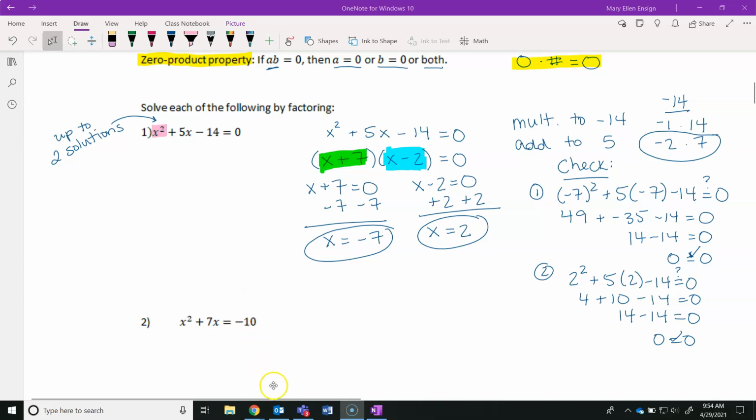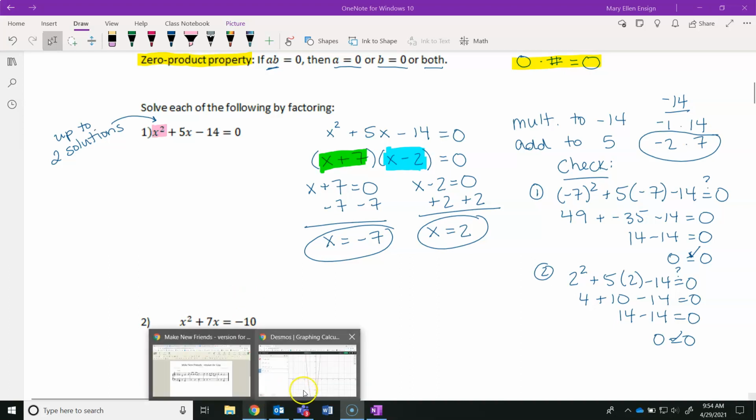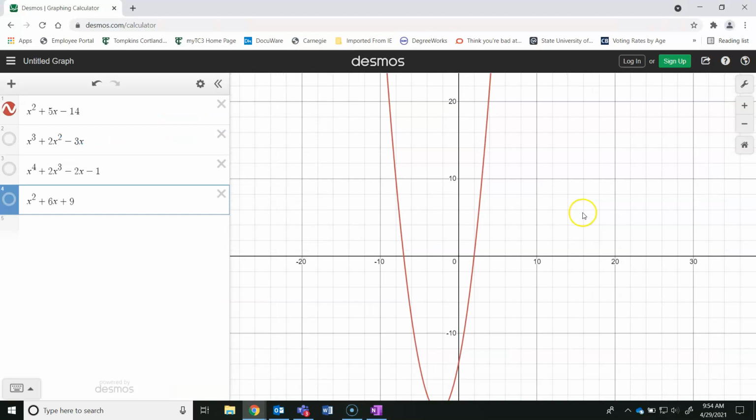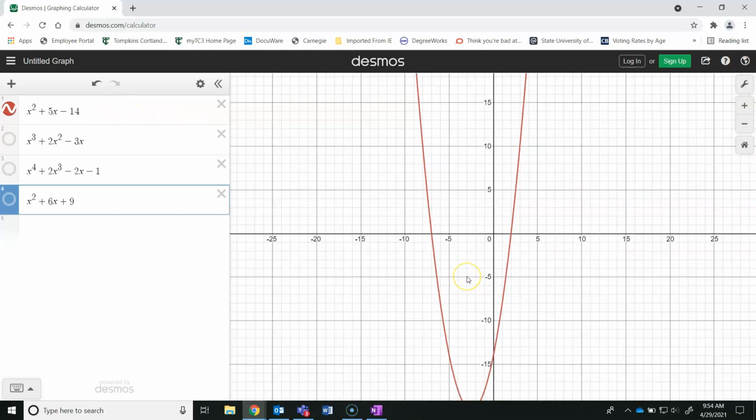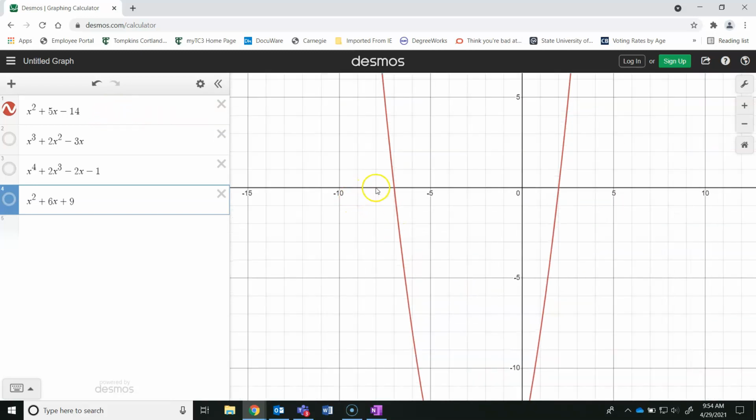So I wanted to show you what this looks like. So if I graph, this red graph right here is the graph that I get when I graph x squared plus 5x minus 14, that equation we just had. And if I zoom in here, and I look at these special places right here where this crosses the x-axis, if you look at those numbers, they might look familiar. That it crosses the x-axis at 2 and -7.